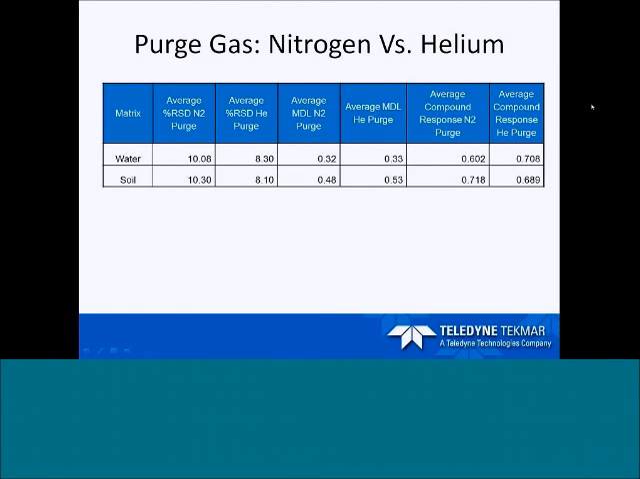And here are the overall results we got from this study. There's a little bit of statistical variation, but we didn't see anything out of the ordinary. That's an advantage of using helium or nitrogen as your purge gas.